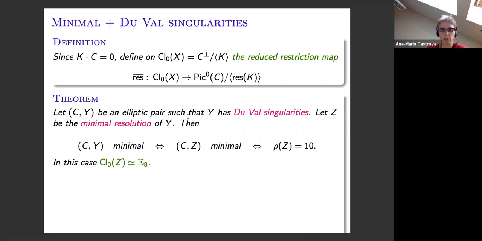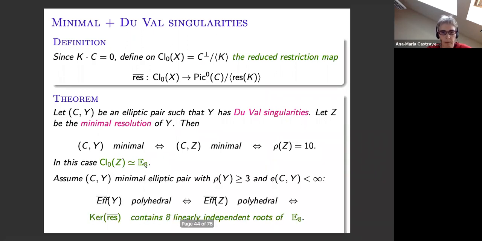So assume we have such an elliptic pair with Du Val singularities, and we consider its minimal resolution. Then we have equivalent statements: that the pair (C, Y) is minimal if and only if its resolution is minimal, and that's equivalent to the Picard number being equal to 10. And in this case, you can prove that CL0 on Z is the lattice E8. And then here is the criterion of polyhedrality, namely: if you have a minimal elliptic pair with Du Val singularities, Picard number at least 3, and the order of the pair finite, then the effective cone of Y is polyhedral if and only if the effective cone of Z is polyhedral.